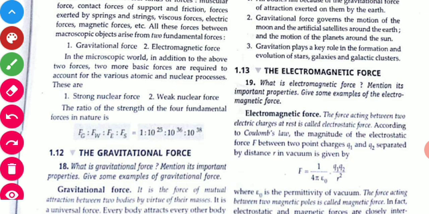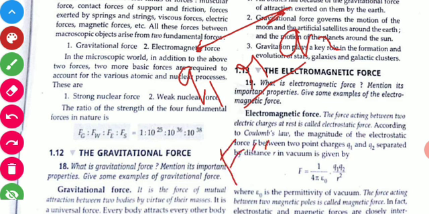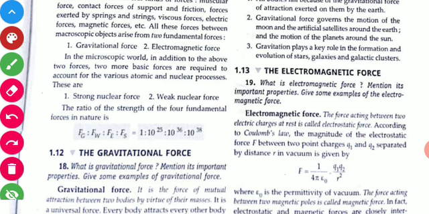Coulomb made the formula. Coulomb was the scientist. He made the formula for the force between two charges. Suppose there are two charges, Q1 and Q2, placed at a distance R. What will be the force between them? Coulomb made the formula that the force is equal to 1 upon 4 pi epsilon naught, Q1 Q2 upon R square. This is the formula made by Coulomb.